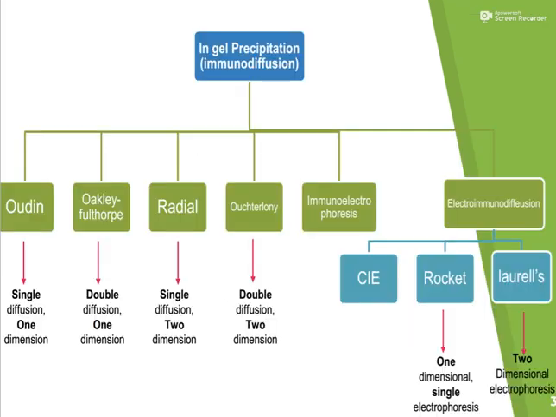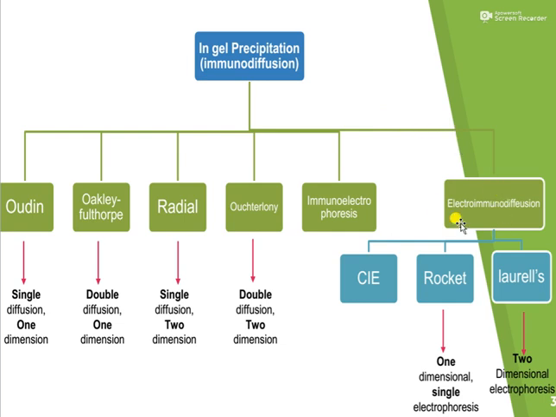So let me just conclude with what all we saw. In the gel precipitation, that is called immunodiffusion, and in the gel you can use the Oudin procedure, where a single diffusion in one dimension happens, or the Oakley-Fulthorpe procedure when a double diffusion in one dimension happens, radial diffusion where single diffusion in two dimensions happens, the Ouchterlony procedure, where a double diffusion in two dimensions happens, and immunoelectrophoresis. That was where antigen and antibody will just diffuse.